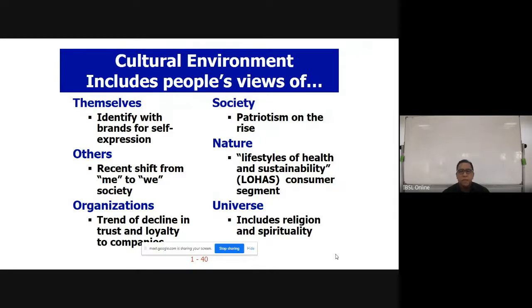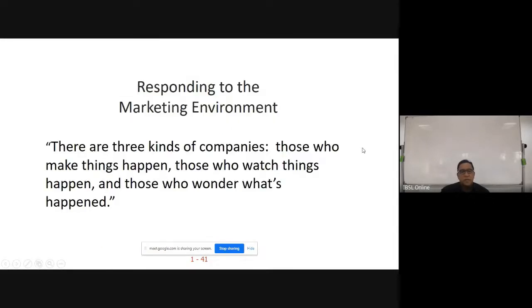So the cultural environment includes people's views of themselves, others, organizations, society, nature, and universe. How they identify with brands for self-expression. Others: a recent shift from me to we. Organizations: a trend of decline in trust and loyalty to companies. Society: patriotism on the rise. Lifestyles of health and sustainability, consumer segment, includes religion, and these are some of the factors that shape your cultural environment. So it is very important that you understand these factors in the marketing environment and accordingly shape your strategies and actions.